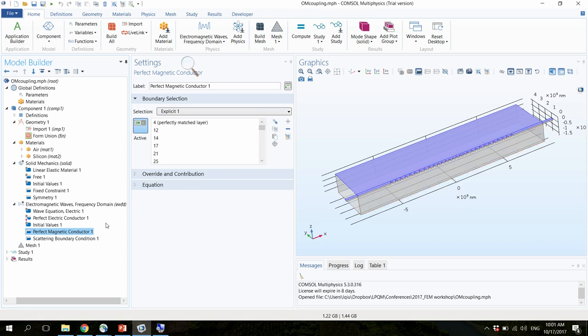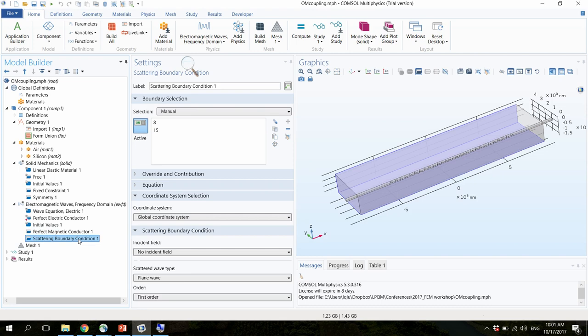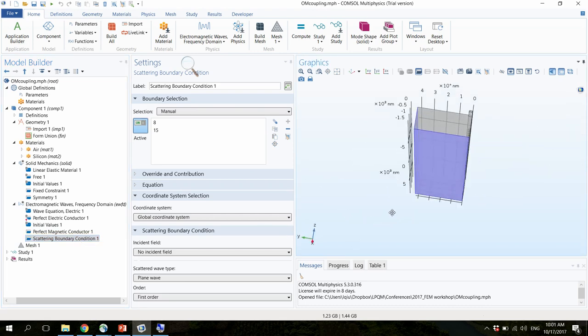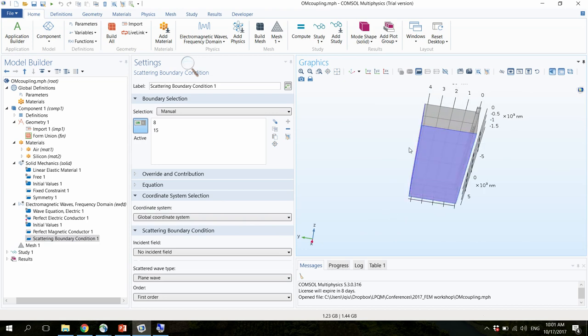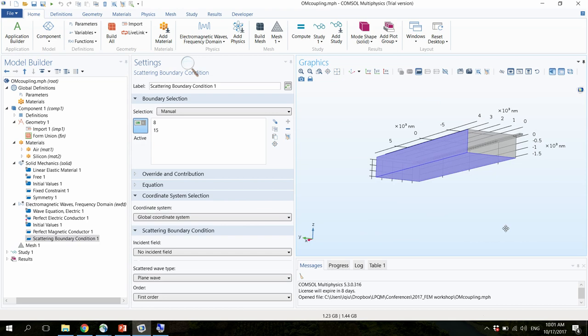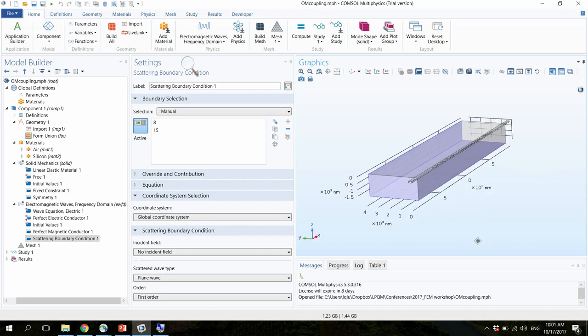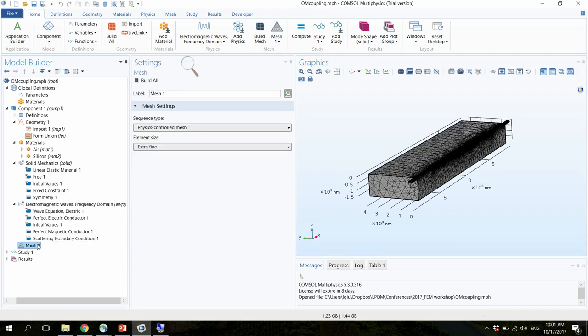Different from what was done before, we are using scattering boundary conditions for the two boundaries here, which are outside of the simulation box. And then for the mesh, you can, yes? Can you explain these scattering boundary conditions a little bit?